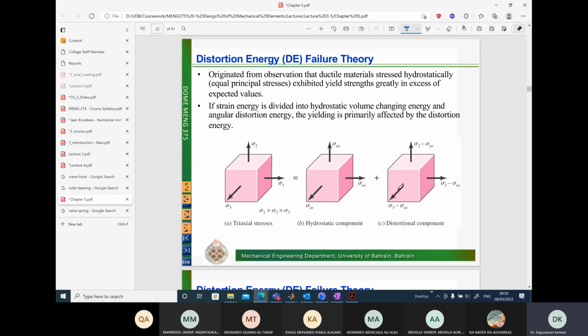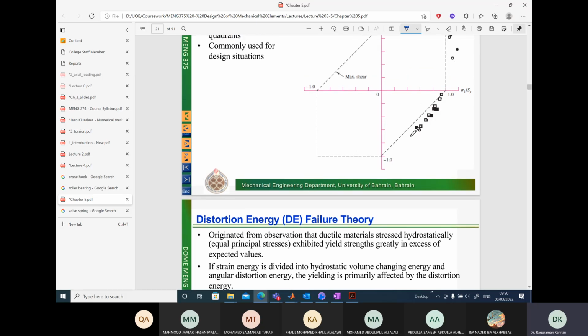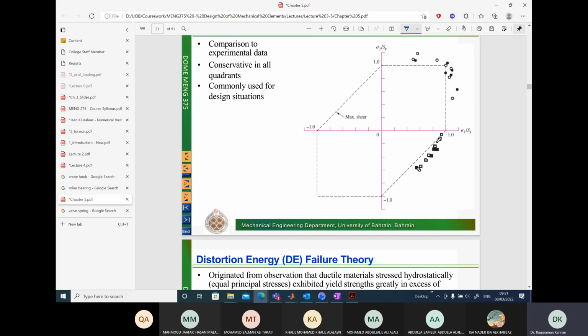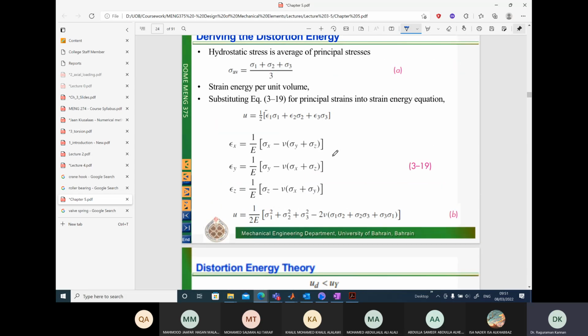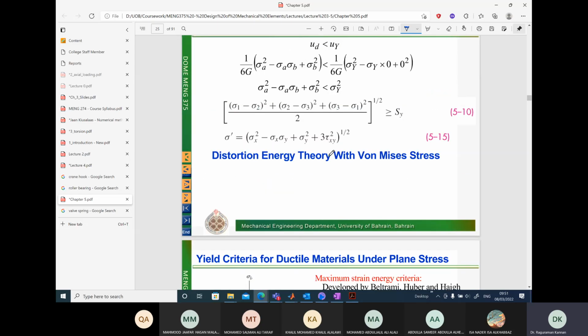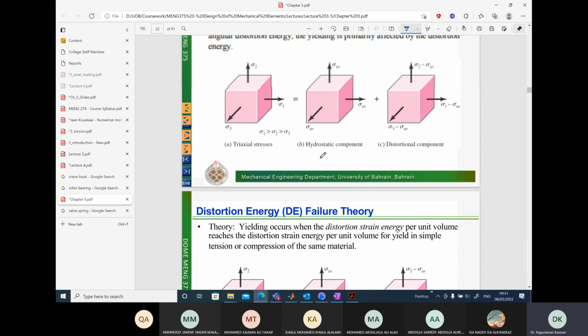Okay. Next class, we will go through the distortion energy theory, and you will see that this theory represents the failure envelope much more closely to the experimental values than the maximum shear stress theory. So you can see the maximum shear stress theory is much more conservative in that the failure envelope is well inside the actual points. But when we go to distortion energy theory, you will see an elliptical failure envelope. Let's see here. I don't have it here, unfortunately.